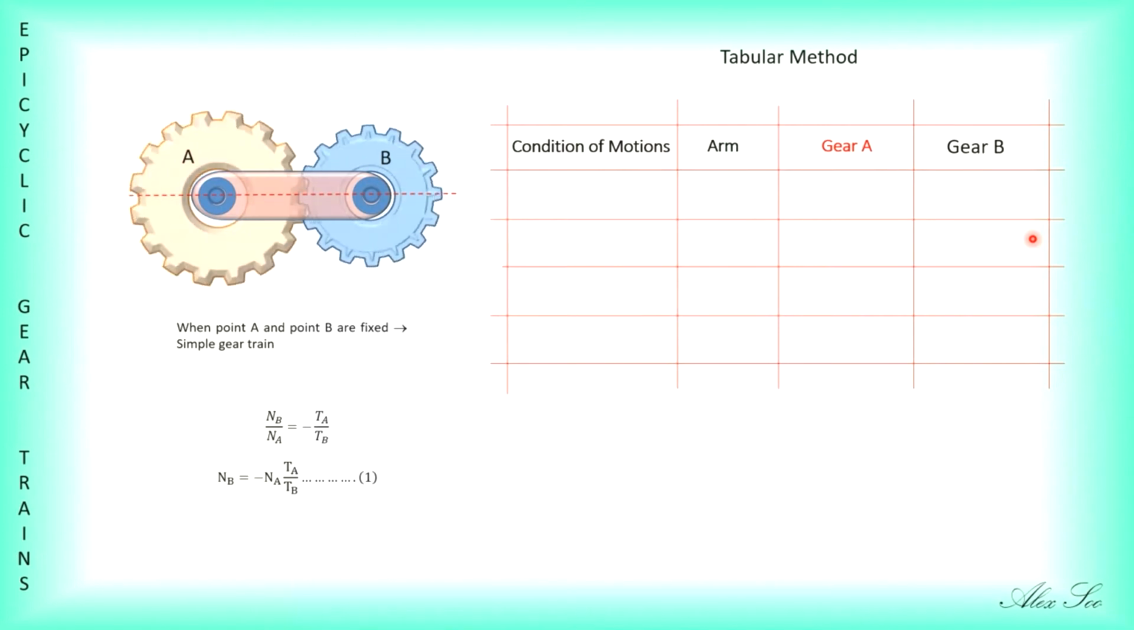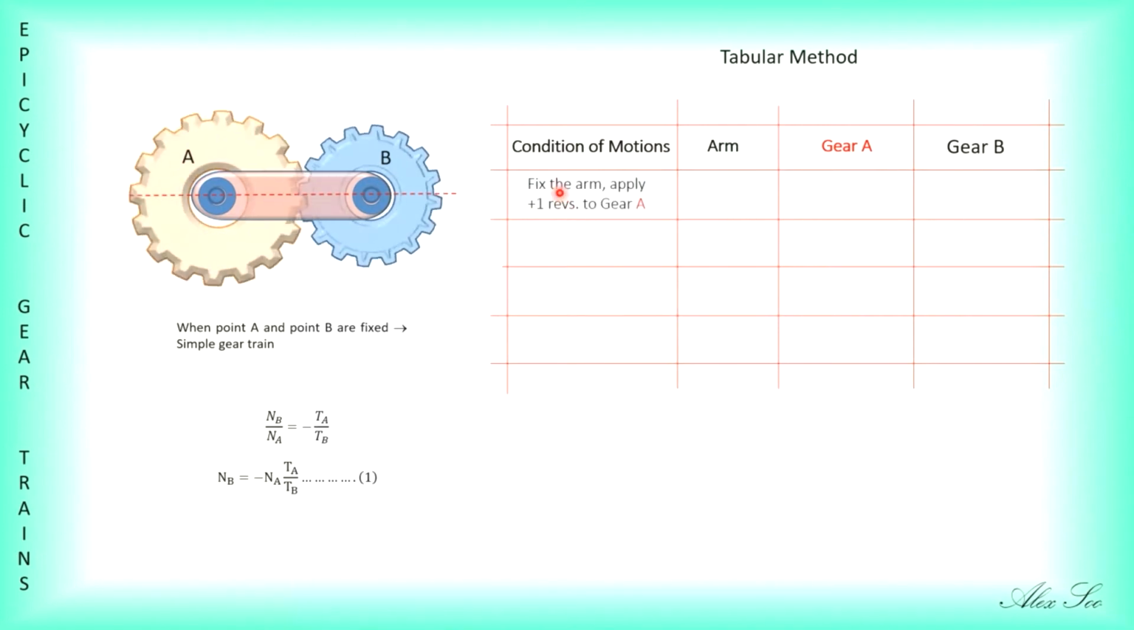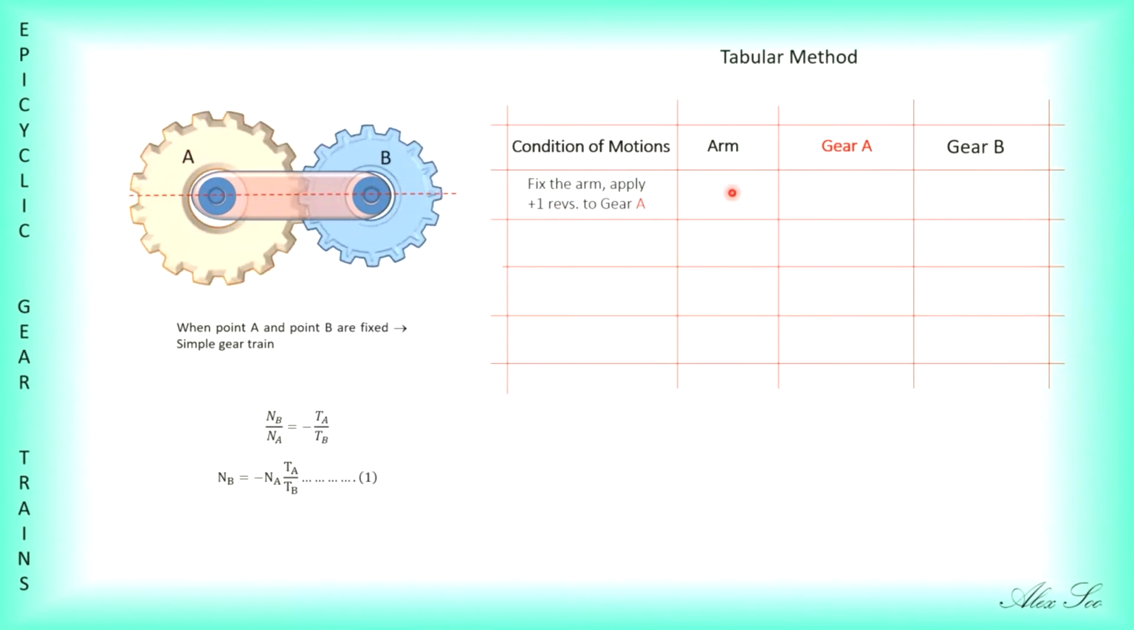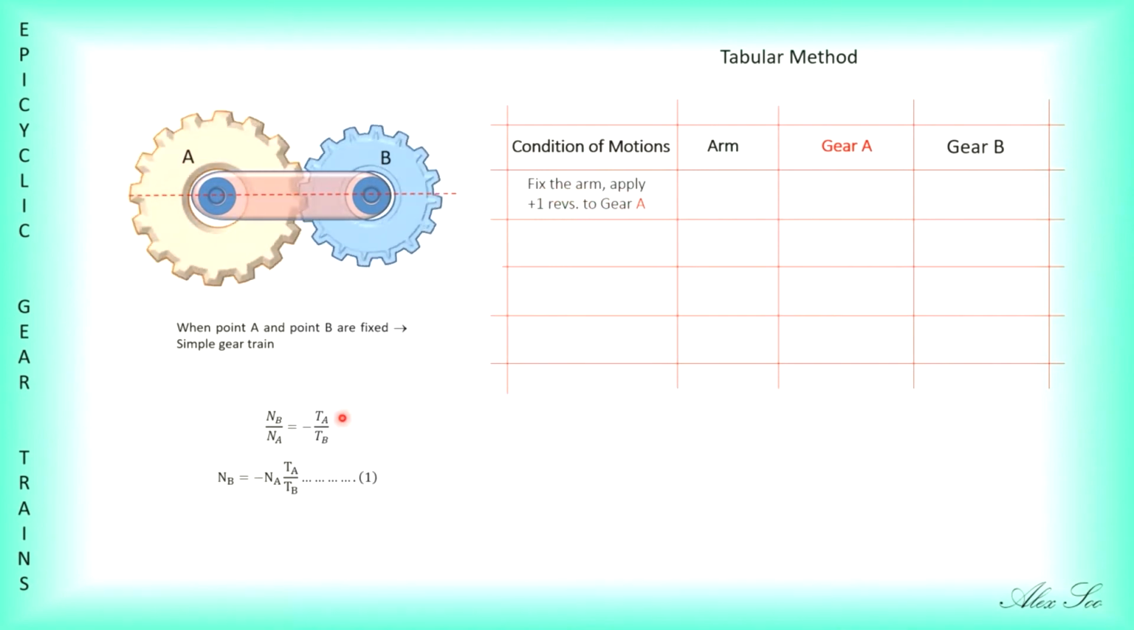Okay, I will have examples to show you. So for the first condition of motion, you fix the arm and apply positive 1 revolution to gear A. Fix the arm, don't let the arm move. Okay, so the arm motion will be 0, because you fix the arm. Then you apply positive 1 revolution to gear A. That means this is 1.